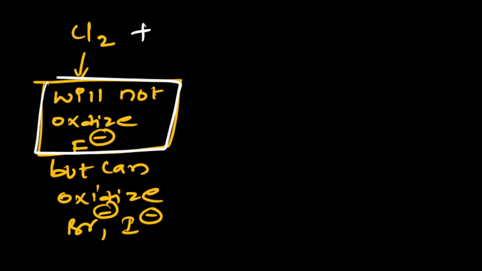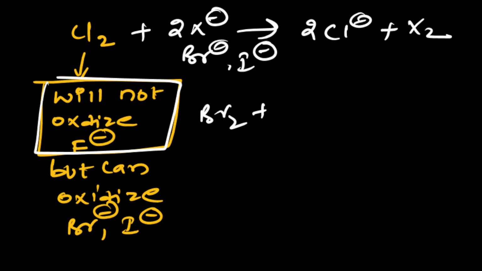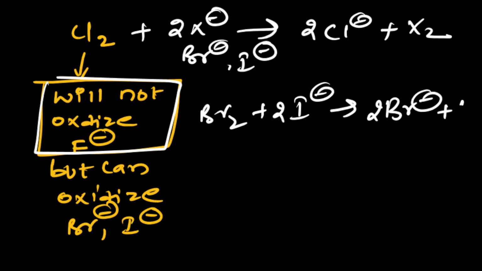Now suppose they have given 2X minus, that is Br minus, I minus, it will be converted into 2Cl minus plus X2. Then if they have given Br2 plus 2I minus, it gives rise to 2Br minus plus I2. Now these are the reactions we have for the oxidizing powers of the given compounds.